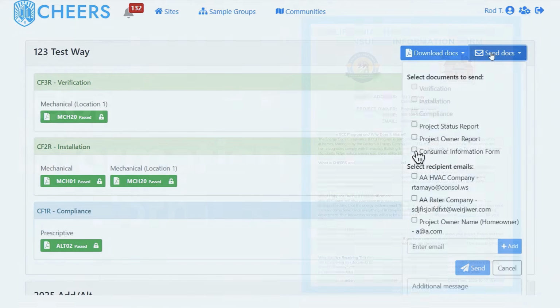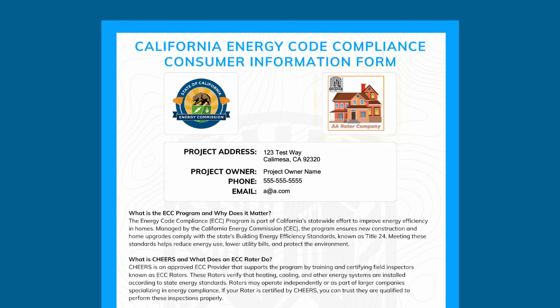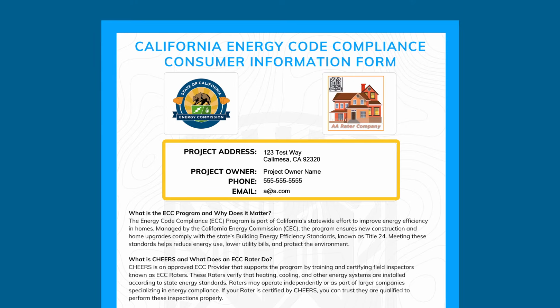Let's take a look first at the Consumer Information Form. If you have uploaded a logo to your profile in the registry, we'll automatically add this to this document. If not, we'll fill in this space with our stock logo that indicates that you are a Cheers certified rating company. Again, the purpose of this form is to provide this information to the homeowner. So this is intended to help convey to the homeowner that your company meets the certification requirements for their project. Below the logo, we have the project address, as well as the other required information that we needed in order to generate this form: the homeowner's name, phone, and email.